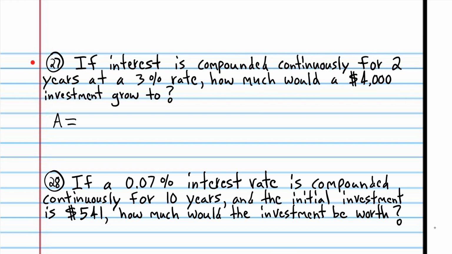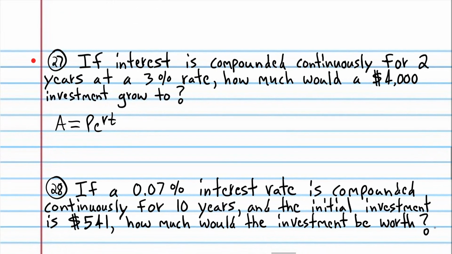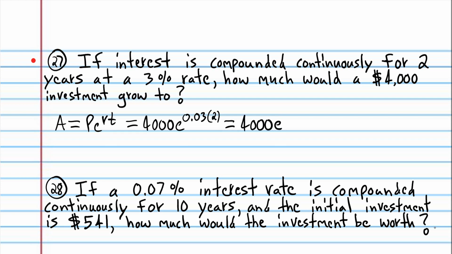So let's write our formula. And remember, P represents the amount of money that we're depositing in the bank. So we put $4,000 in there, that's P. And e is just a constant, and we always write the interest rate as a decimal, and this occurred for 2 years. So we have 4,000 times e to the 0.06, and now we go to the calculator.